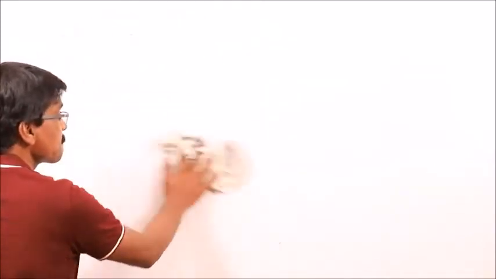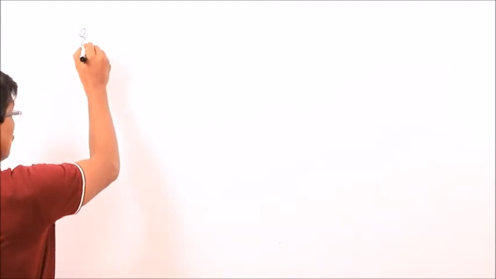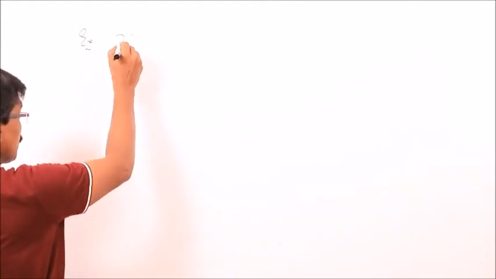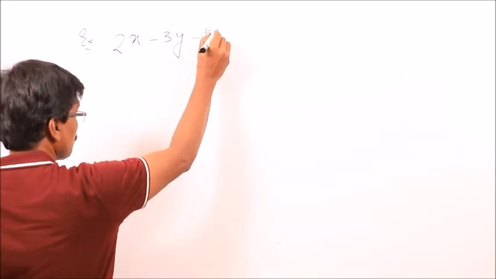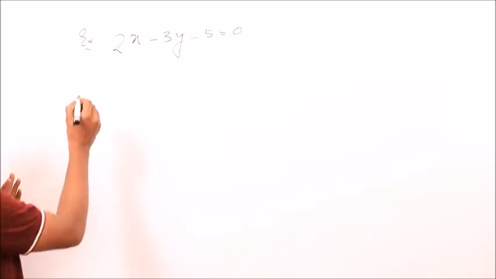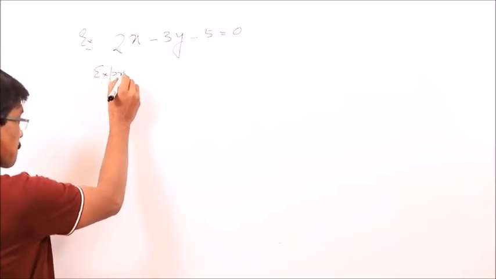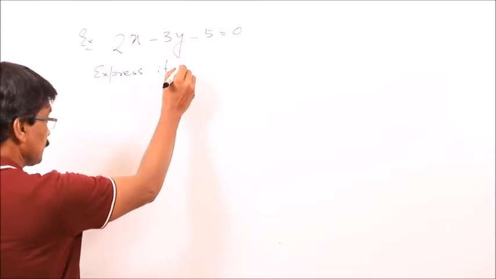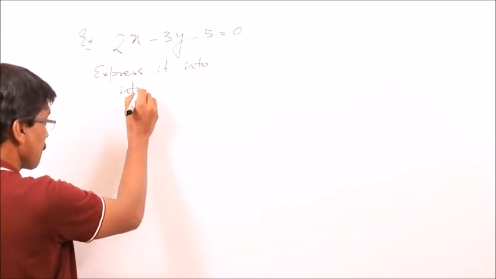Suppose we take one example, that is, the straight line equation is 2x minus 3y minus 5 is equal to 0. So my question is, express it into intercepts form.